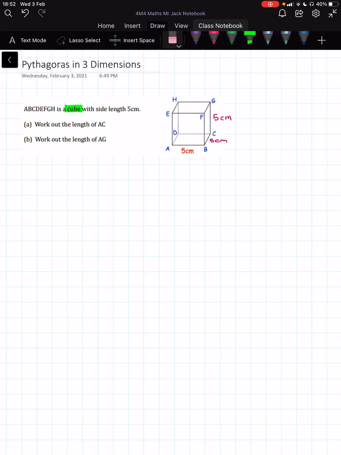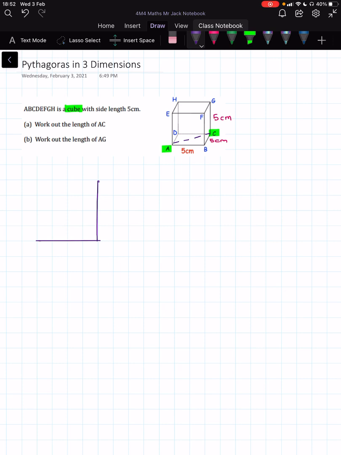We're asked in this question to work out the length of AC. So there's A there, and there's C there. That is going to form a triangle. I'm going to try and draw this here, so hopefully you can see there's a sort of triangle going across there. This is easy because it's a cube. We know that one side is going to be 5, and so is the other. So let's just draw that in.